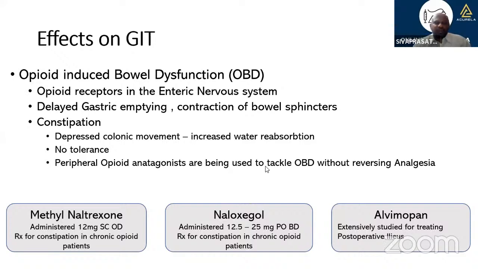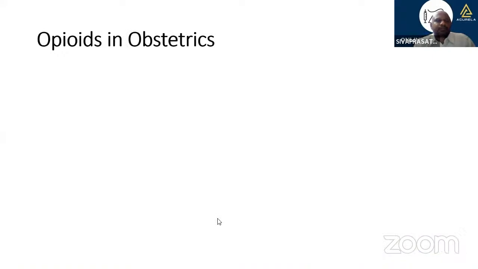It is not effective orally, but it is extensively studied for treating patients who have postoperative ileus because of high dose opioid in the intraoperative period. So these 3 drugs are peripherally acting opioid antagonists.